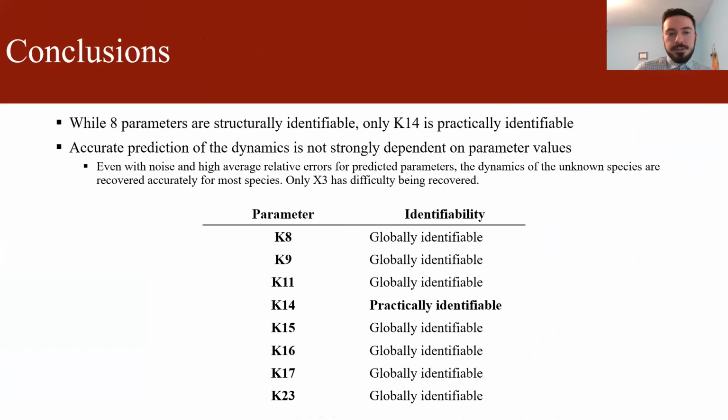So some conclusions we can draw from this work are that while 8 parameters are structurally identifiable, only K14 is practically identifiable. And another conclusion we can make is that accurate prediction of the dynamics is not strongly dependent on the parameter values. Even with the noise and high average relative errors for the parameters, the dynamics are recovered accurately for most species, and only X3 has difficulty being recovered. This is probably due to the initial conditions having a larger impact on the prediction of the ODE.